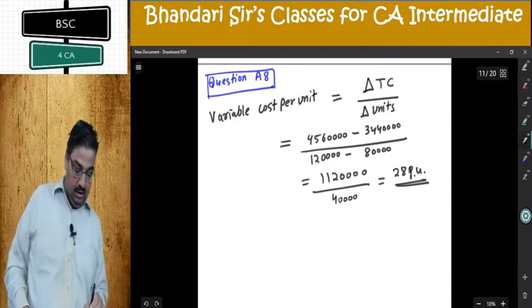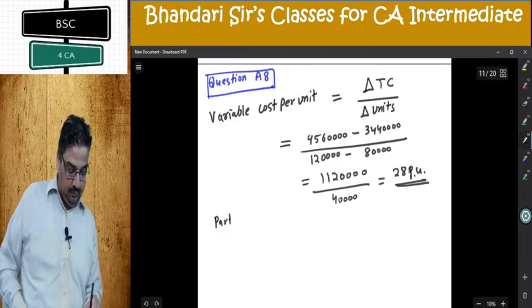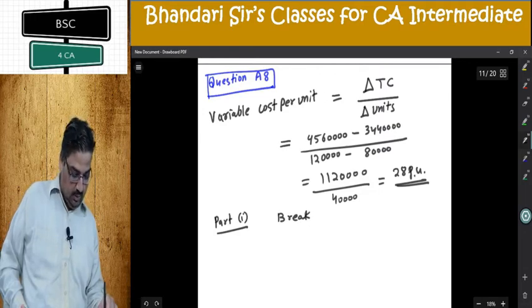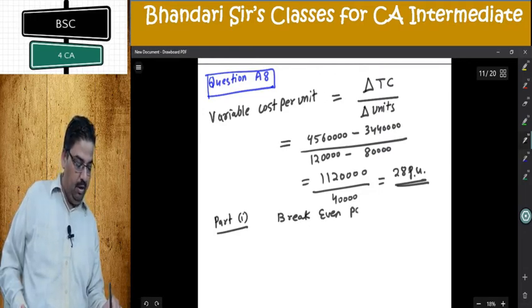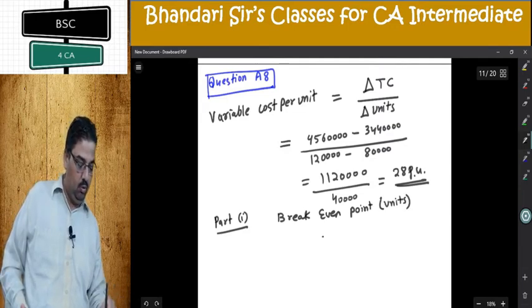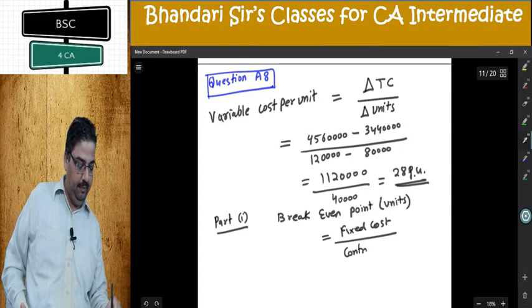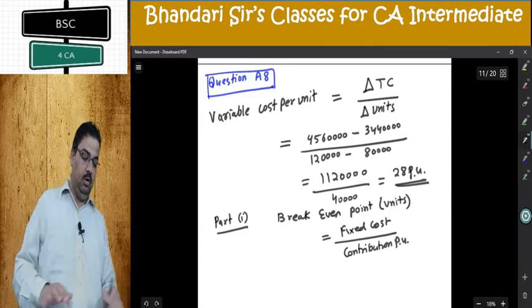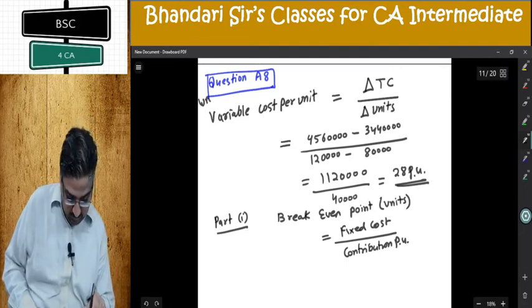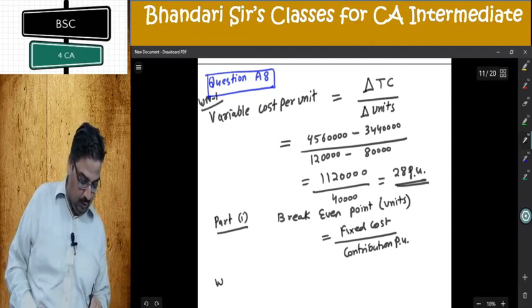Having got there, let us see what question wants. Part 1. It wants break-even point in units. What was the formula? Fixed cost divided by contribution per unit. Now this was working note 1. I require working note 2 to analyze fixed cost.